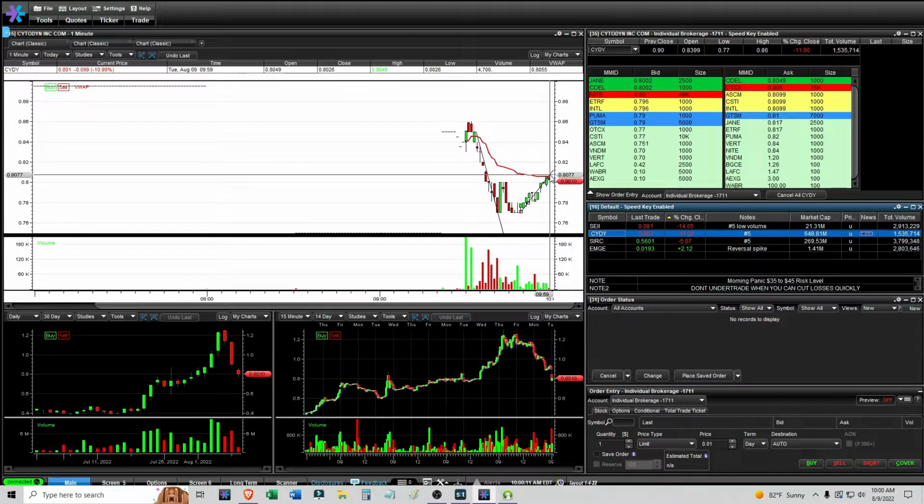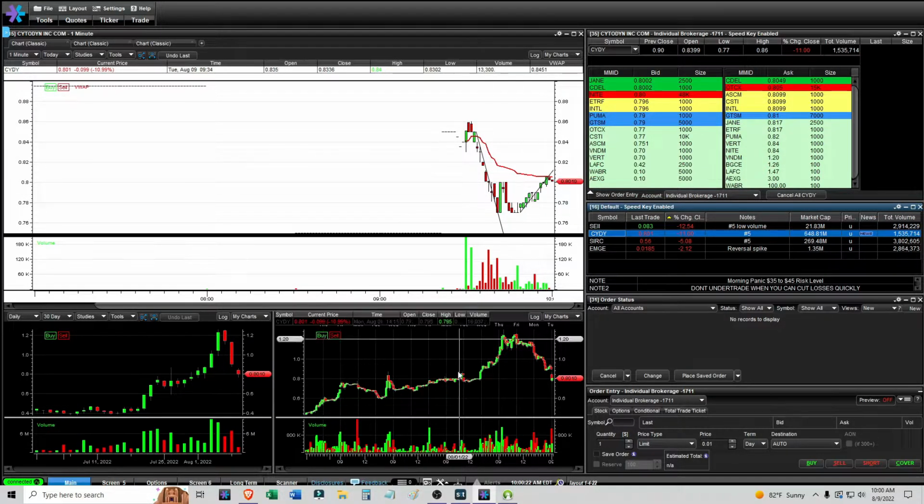CYDY also, if it does the same thing, maybe it only gets to VWAP here, for example, and then it makes a higher low off of here. I might be interested in trading that, and then maybe that one is going to be able to break past VWAP. I'll make an update later.